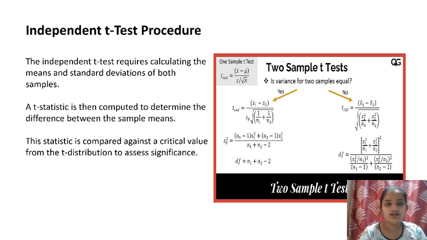We will learn about the procedure of independent t-test. The independent t-test requires calculating the means and standard deviations of both samples. A t-statistic is then computed to determine the difference between sample means. The statistic is compared against a critical value from the t-distribution to assess significance.